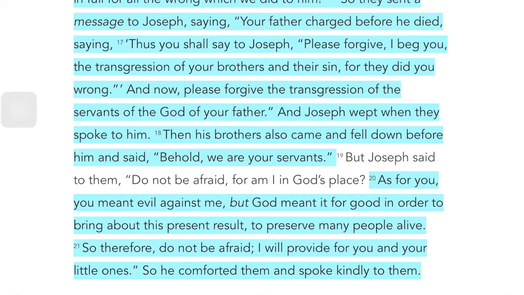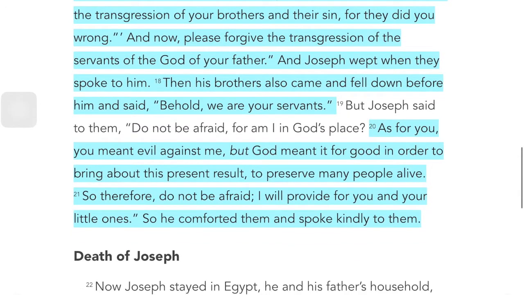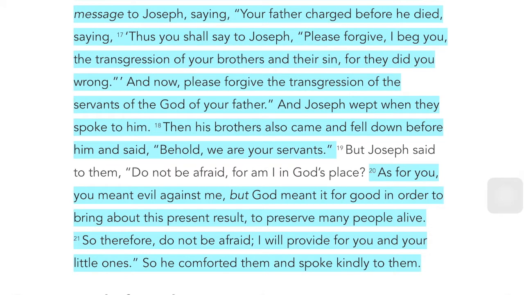And Joseph wept when they spoke to him. His brothers also came and fell down before him and said, "Behold, we are your servants." But Joseph said to them, "Do not be afraid, for am I in God's place? As for you, you meant evil against me, but God meant it for good, in order to bring about this present result, to preserve many people alive. So therefore, do not be afraid. I will provide for you and your little ones." So he comforted them and spoke kindly to them. This is the word of the Lord.